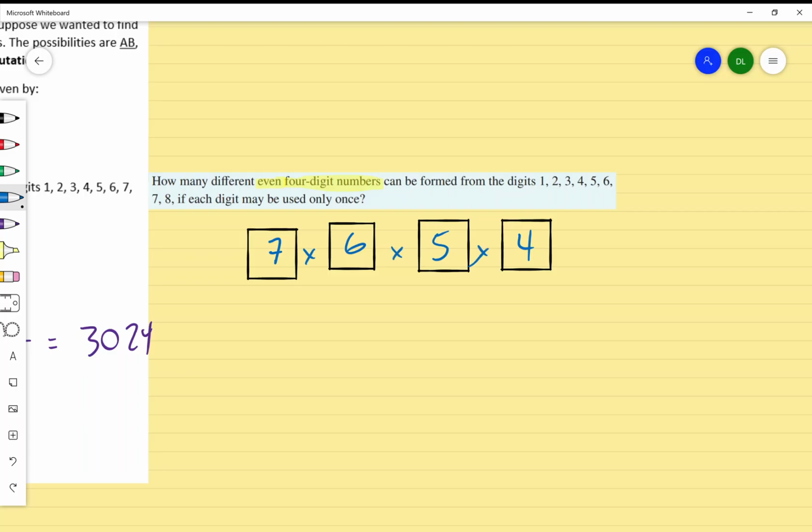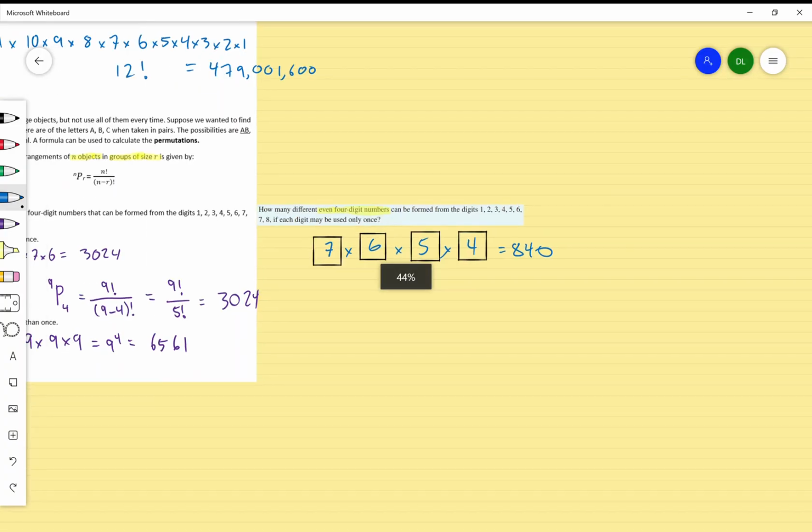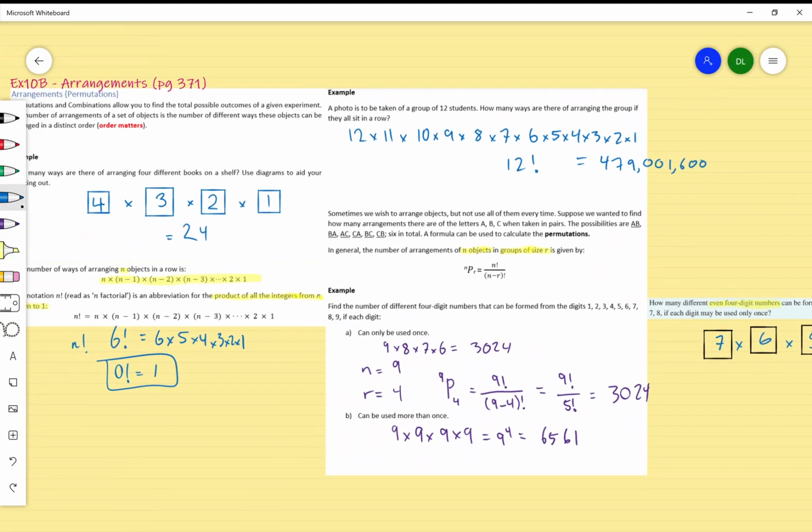Which means that I can multiply them, which gives me a value of 840, which means that there are possible 840 options that are even using a 4-digit number restricted from 1 to 8, where each digit may only be used once. Hopefully that makes sense. I know it's a lot of content. Make sure you apply understanding in the practice questions and let me know if you have any questions.